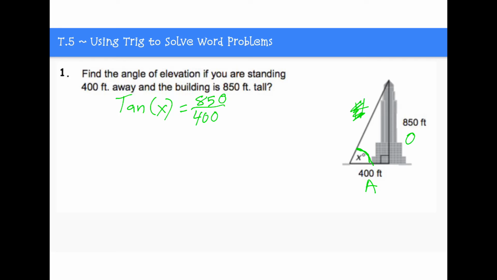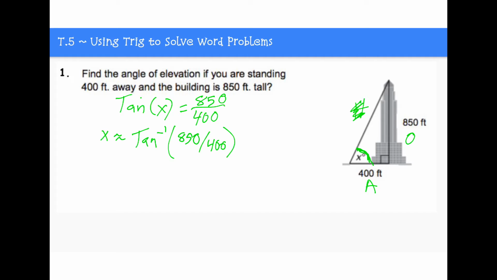So at this point it's important to think about, is this going to be a tangent problem or a tangent inverse problem? And since we are missing an angle, that means this is going to be an inverse problem. So we'll do tangent of x will equal 850 divided by 400. So to solve for x, we say x is approximately, and once again we have to take that tangent inverse of 850 divided by 400.